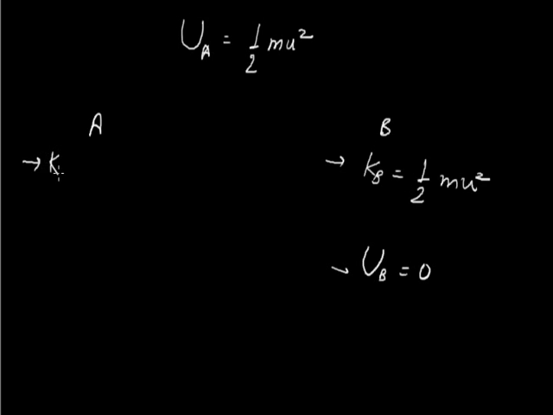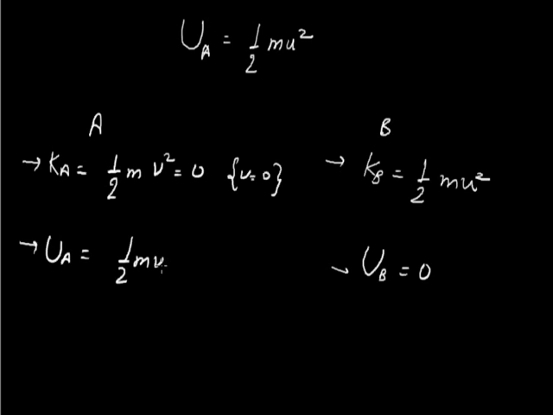Now the kinetic energy at point A, when the final velocity becomes 0, is half m v squared, which equals 0 because v is 0, but the potential energy at point A equals half m u squared. We find that the kinetic energy converts into the potential energy in this case. So for a body projected under the acceleration due to gravity, or the gravitational field of Earth, the potential energy and kinetic energy are interconvertible.